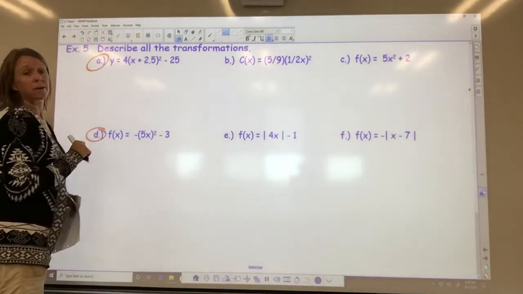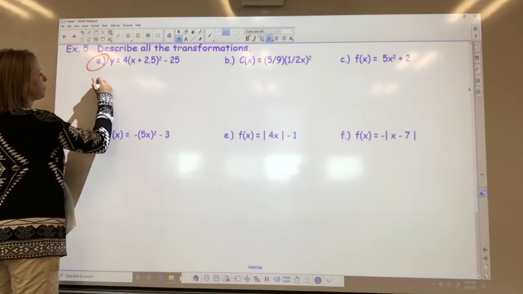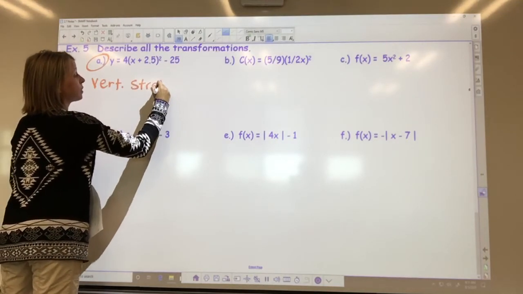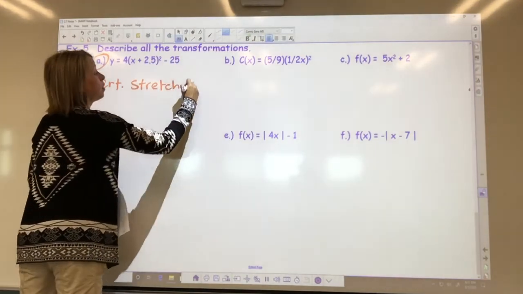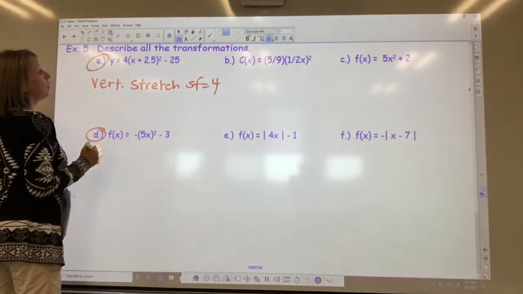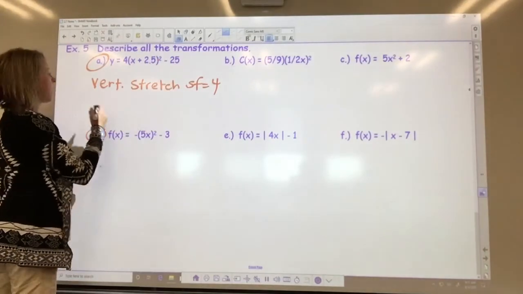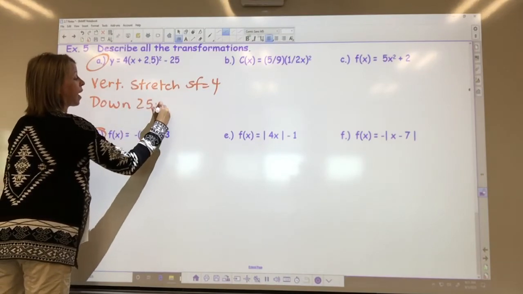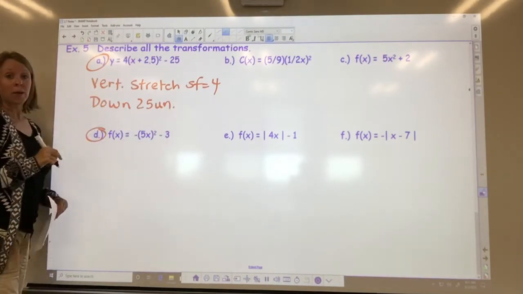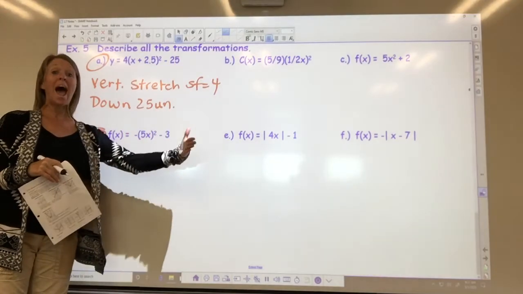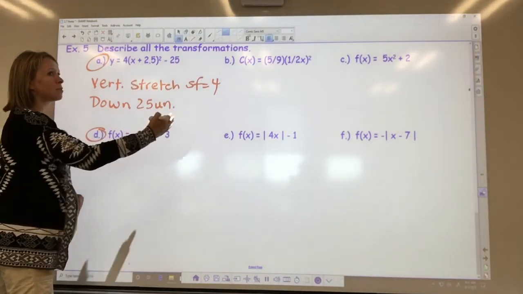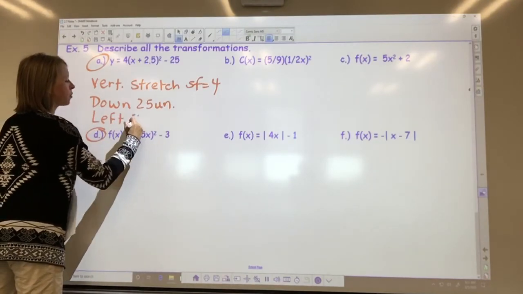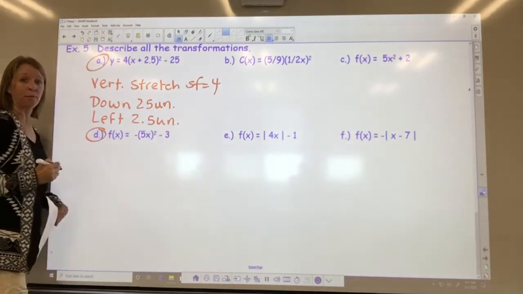Okay, so this 4, it's on the outside, it's multiplied, so that means this is going to be a vertical. I'm going to call this a vertical stretch because the 4 is a number bigger than 1. My stretch factor is 4. Then I see that there's a minus 25 at the end. That's also vertical, but it's just a vertical movement down 25 units. Now I'm going to go on the inside. I'm adding a 2.5 on the inside. Adding and subtracting, those are my shifts, so it's either going to make it go left or right. I should choose left. I'm going to say left 2.5 units.